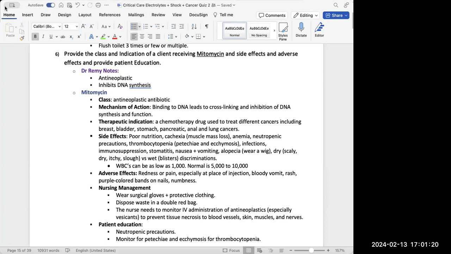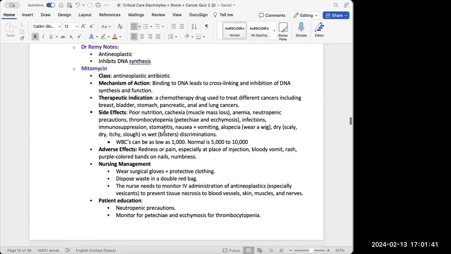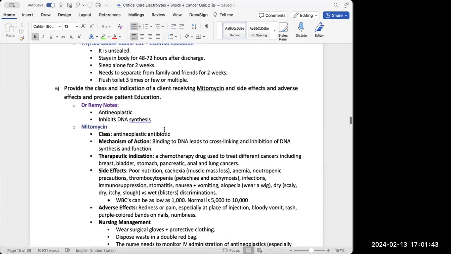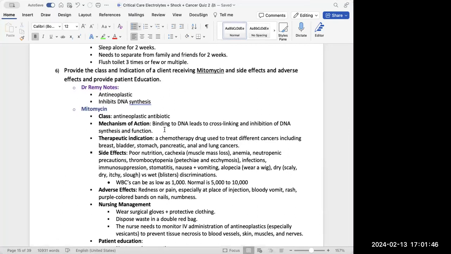Okay. So the last thing that I have is for mitomycin. And basically what I have for that is that she said it was an anti-neoplastic antibiotic, which means it's an anti-tumor antibiotic. And she said the mechanism of action is that it binds to DNA. And when it binds to that DNA, it prevents the synthesis and function of those cancer cells. So she wants to know the side effects, the adverse effects, and patient education.